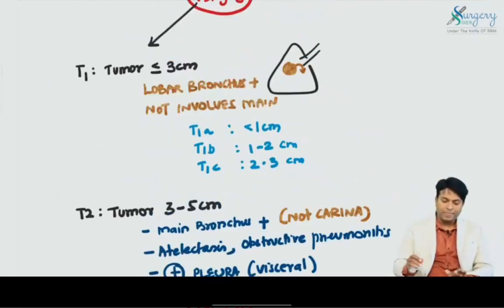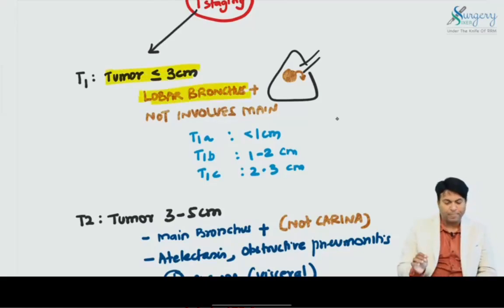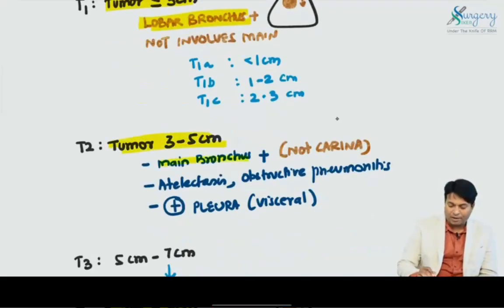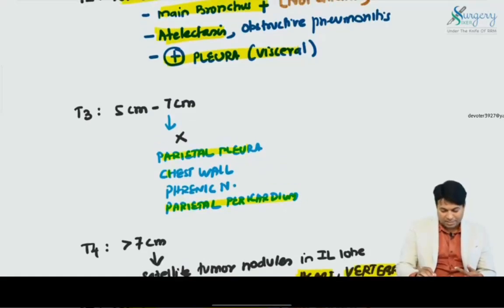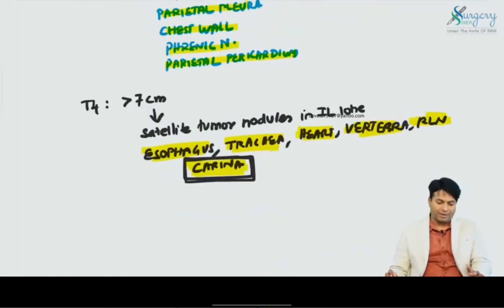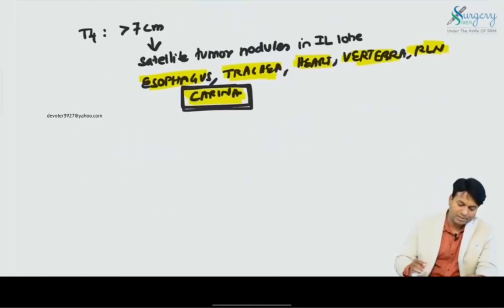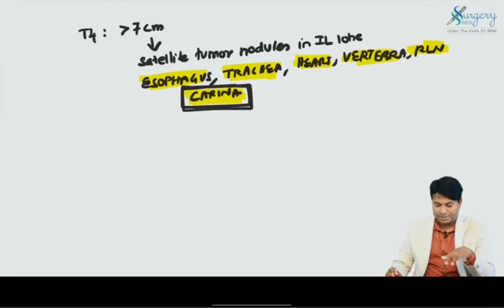So please don't forget: T1 is less than 3 cm with involvement of the lobar bronchus. T2 is 3 to 5 cm with involvement of the main bronchus, atelectasis, and visceral pleura. T3 is parietal pleura, parietal pericardium, chest wall, phrenic nerve. T4 involves the recurrent laryngeal nerve. This question was asked in the exam, so I have to include it. Otherwise, I never used to take this staging in classes in previous years. This year, since this question has come, I have included it.